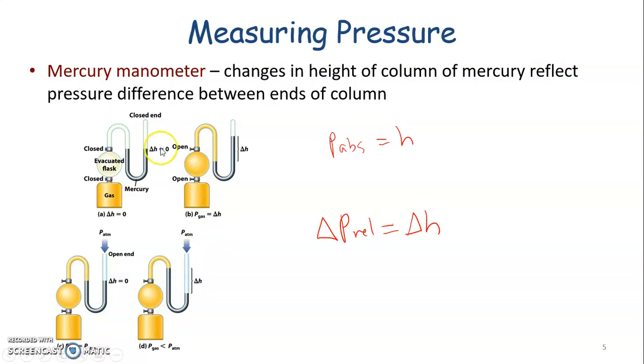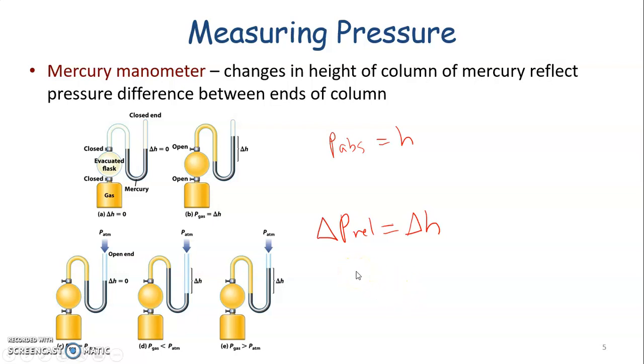With absolute, you're measuring against vacuum, which is a pressure of 0, and so you can just say that the pressure is equal to the height of the column of mercury. Now we're talking about a change in pressure being reflected by a change in the height of a column of mercury, and so we need to take the sign into account. Okay, and of course, that can go the other way as well.